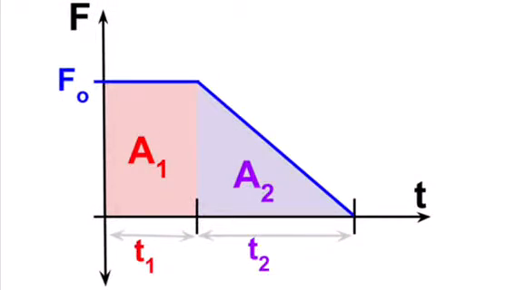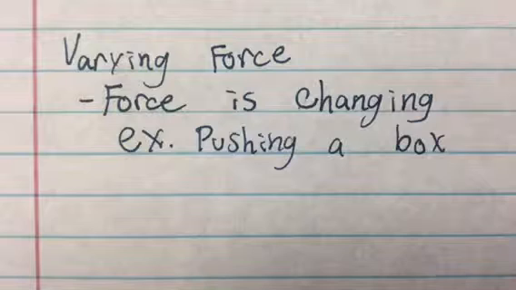Now let's go over how the graph works. For work, you put force on the y-axis and distance on the x-axis. The area under this graph is your work. This will even work with varying force. A varying force is when a force is not staying constant. An example of this is when you push a box, the more you push, the weaker you get, so your force is varying on the box. This is different from a constant force because the force for a constant force is constant.